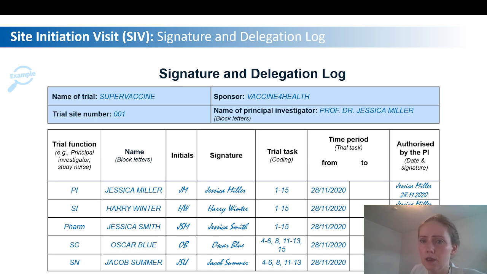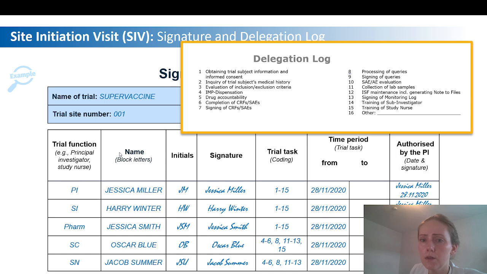In the signature and delegation log, tasks and responsibilities are assigned to the trial staff. All involved members of the trial group at the site must be listed in the log. Persons who are not listed in the delegation log are not allowed to carry out any trial-related activities. When completing the log, you must consider a few points. The information entered in all sections of the log should be legible and accurate.